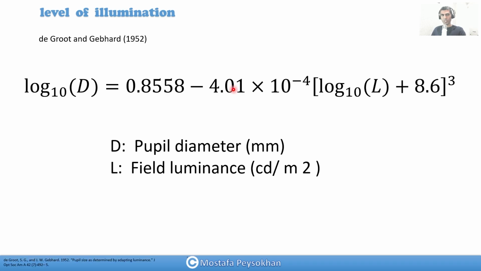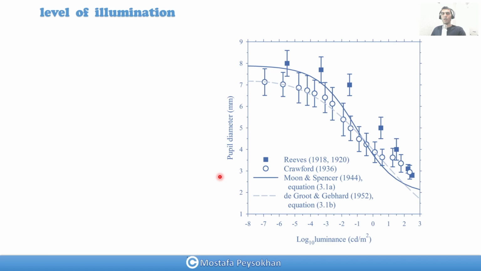We have another equation by this research group, where log of D is equal to this equation, but the same scenario: we have pupil diameter and field luminance. If we put those two graphs on top of each other, you can see we have a pretty good match with the experimental data. You can see when we change the luminance, the pupil diameter decreases. It's about 8 and then goes to 2. As I mentioned before, it's a big change.